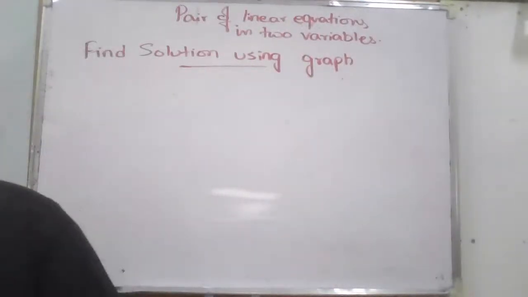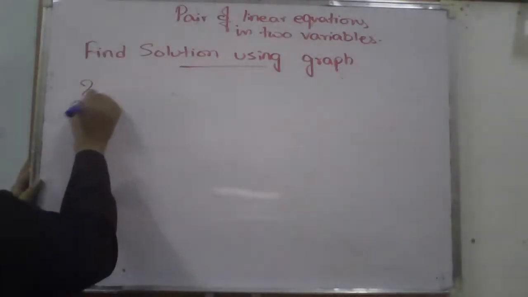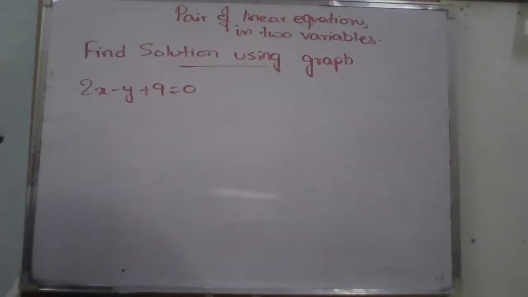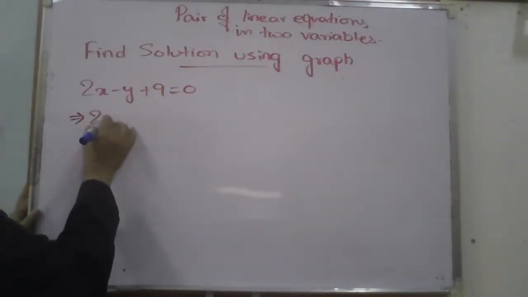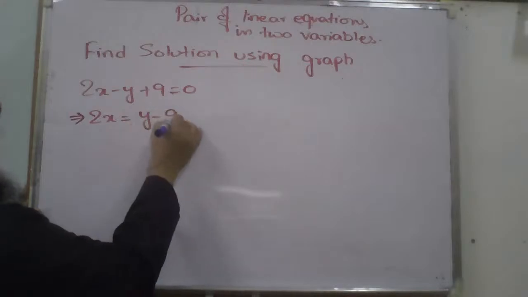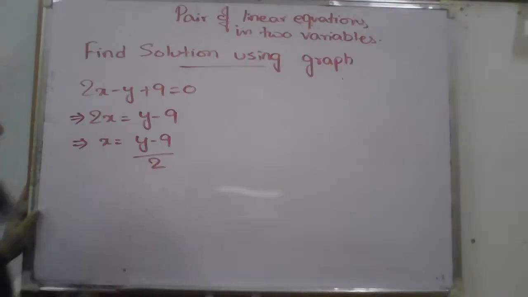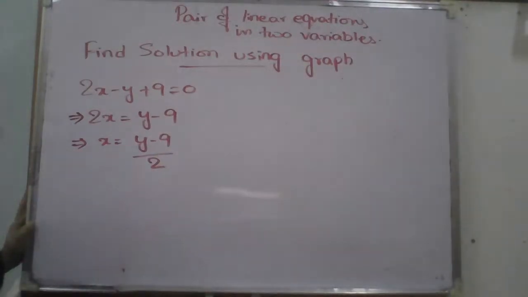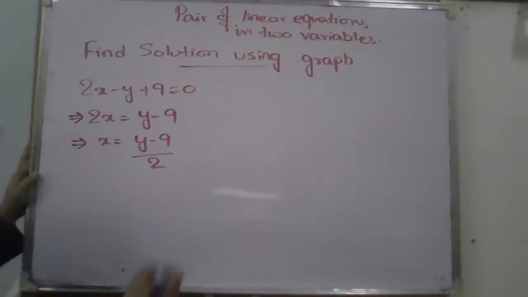So what is the second equation, my dear students? 2x minus y plus 9 is equal to 0. So I'm taking equations from the textbook. Transpose everything. Here also it's the same. 2x is equal to y minus 9, so implies x is equal to (y minus 9) divided by 2. So now you have to get the numerator as a multiple of 2, then only you will get the value of x. Is it right?